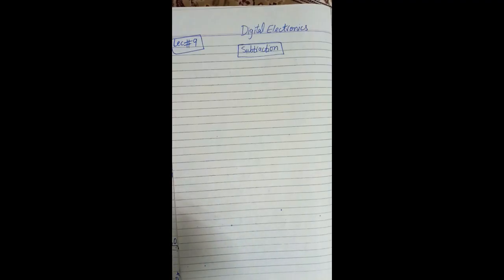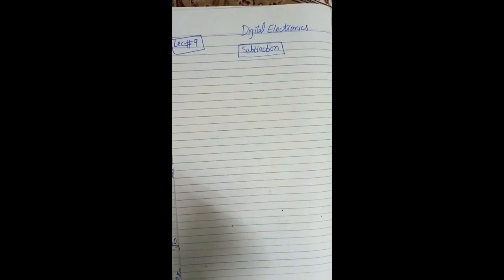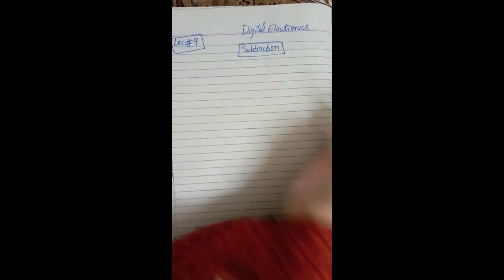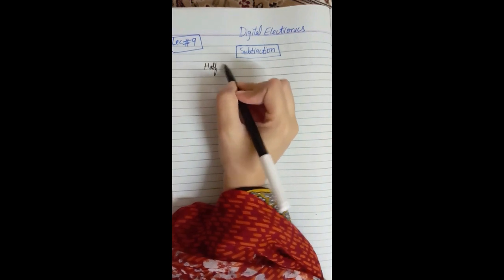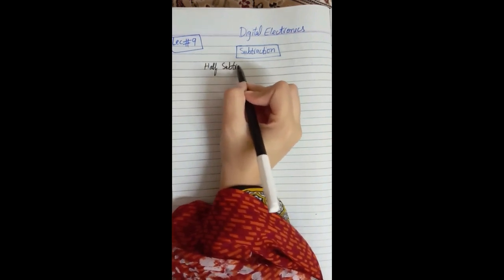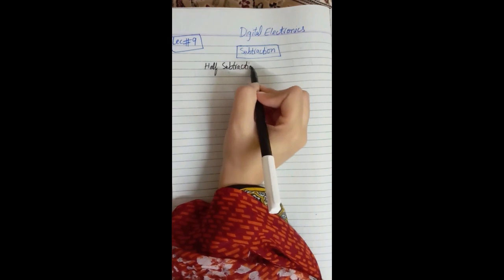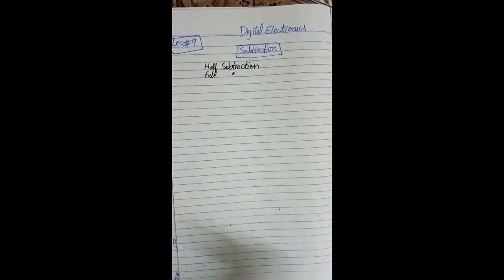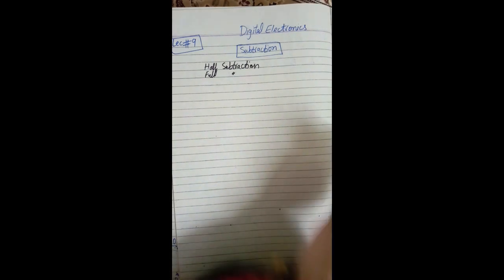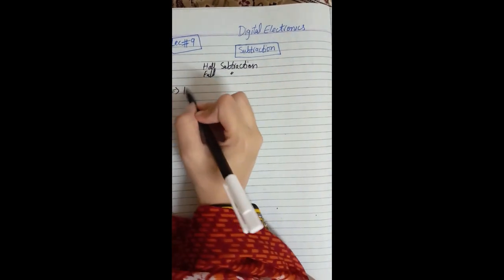Today we will start our 9th lecture of digital electronics. Our 9th topic is subtraction. In this we will study half subtractor and full subtractor. Half subtraction, and we will do the full subtraction. Okay, first of all we will start from half subtraction.